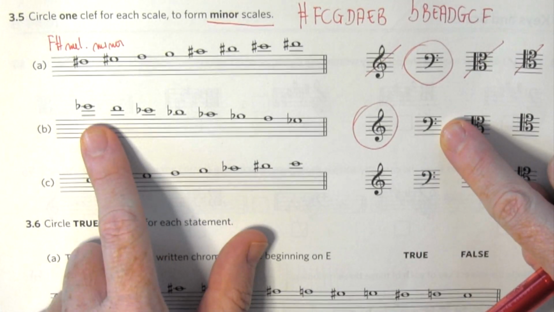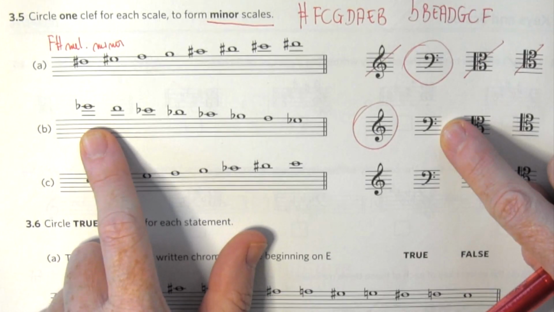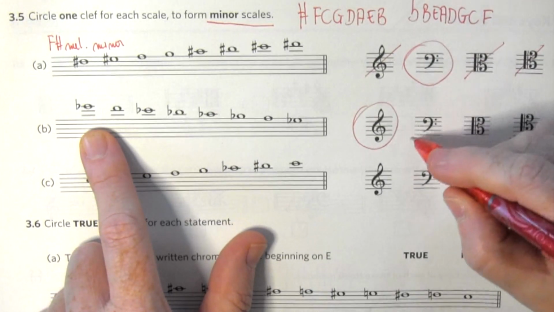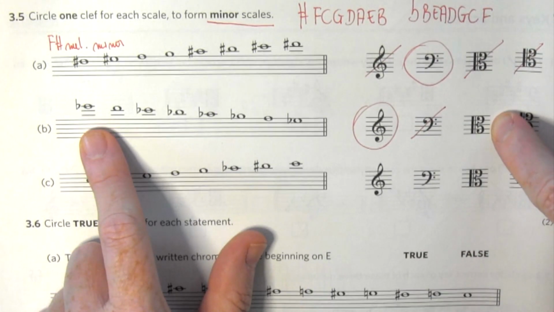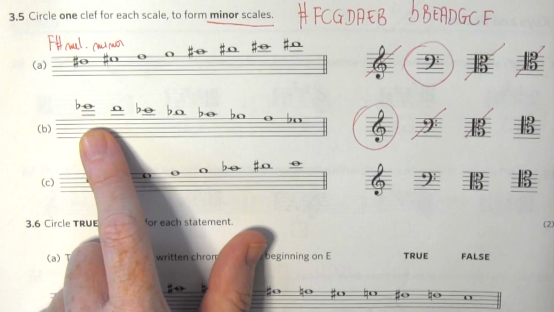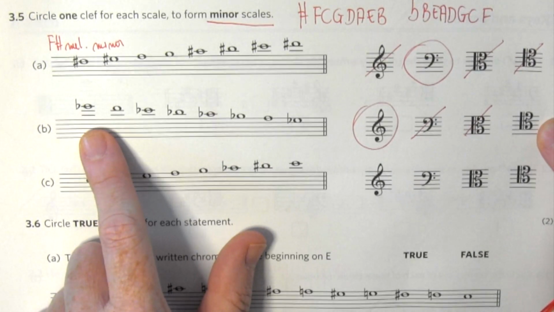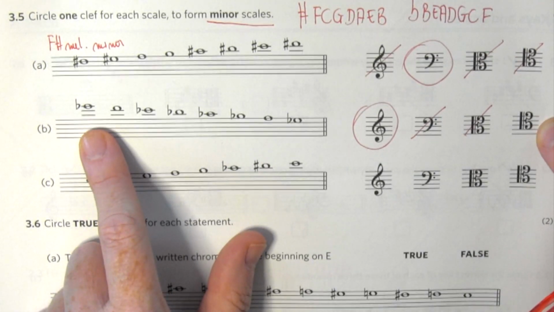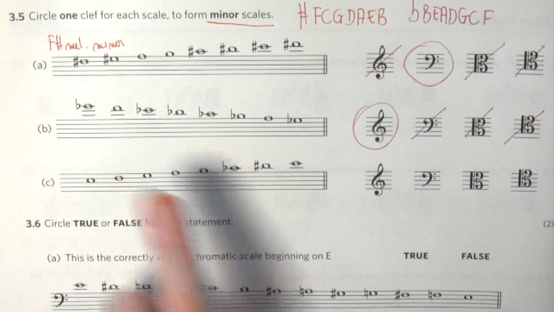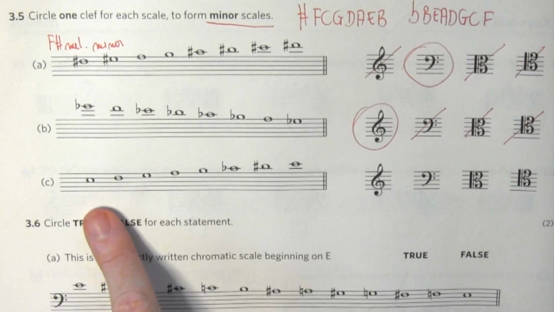In the bass clef, this is G flat. G flat minor doesn't exist because we don't have a B double flat major. In the alto clef, this is F flat. F flat minor doesn't exist either. In the tenor clef, this is D flat. D flat doesn't exist either. So the only one is the treble clef.